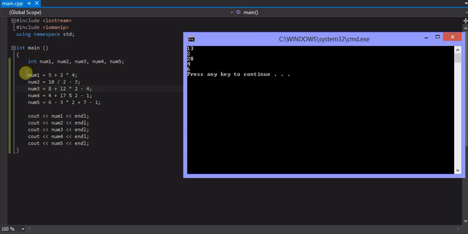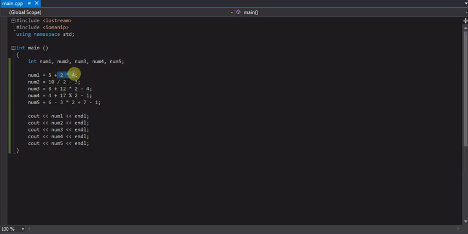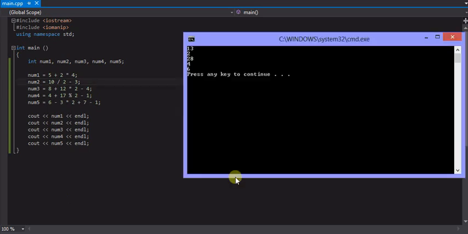Alright, the first equation is 5 plus 2 times 4. Right? Now if you just read it and do the work straight from left to right, you're going to do 5 plus the 2, which is 7, times the 4. That doesn't give you the 13. Okay. The order of operations is going to do the multiplication first, then add the 5. So you're going to have the 2 times the 4 plus the 5, which gives you the 13.